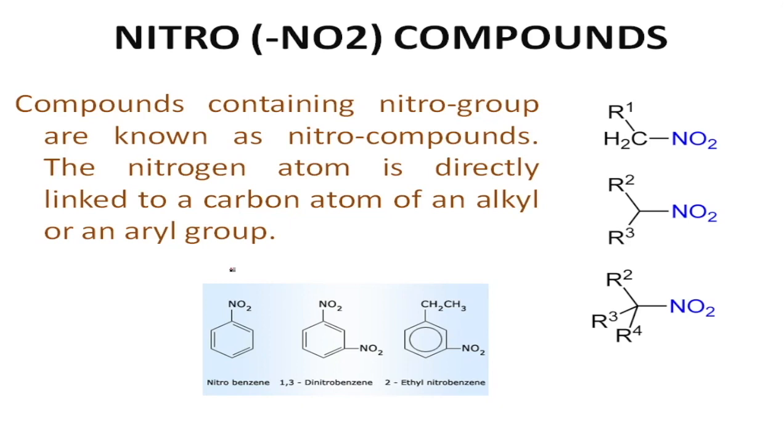Nitro-compounds. Compounds containing a nitro group are known as nitro-compounds. The nitrogen atom is directly linked to a carbon atom of an alkyl or aryl group. So a compound with a nitro group, NO2 group, is a nitro-compound. In alkanes, alkyl derivatives: R CH2 NO2, R2 C R3 NO2, R2 R3 R4 NO2 alkyl.